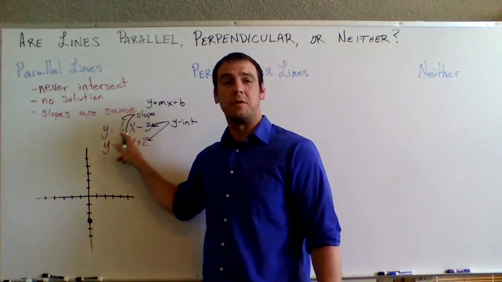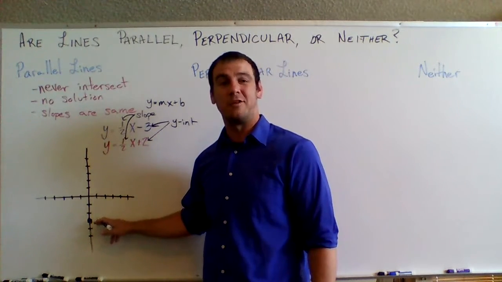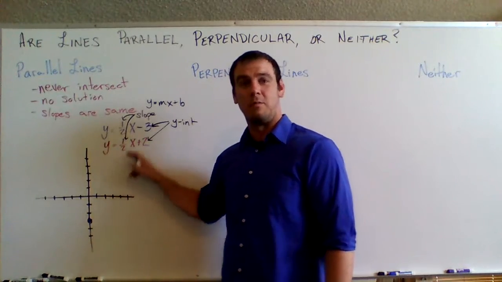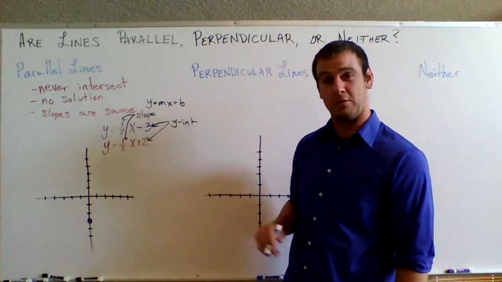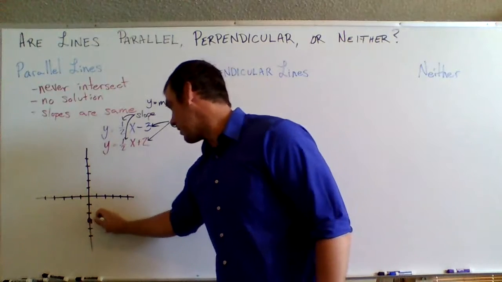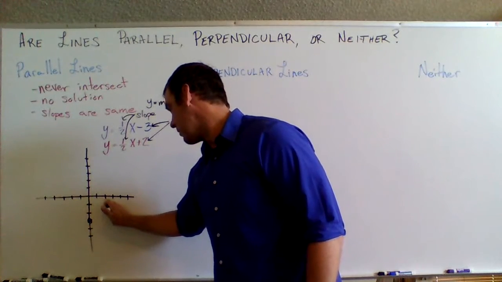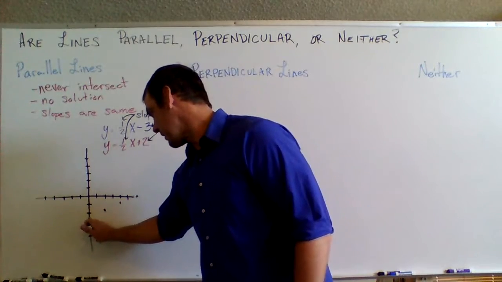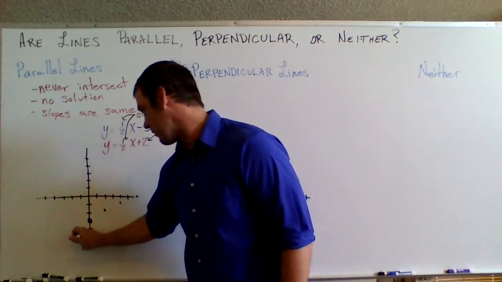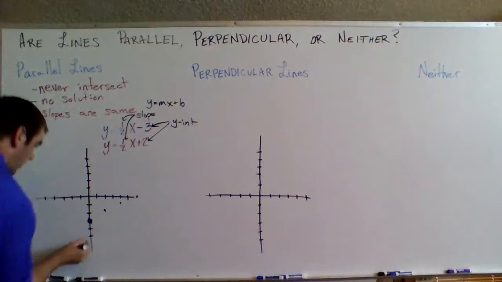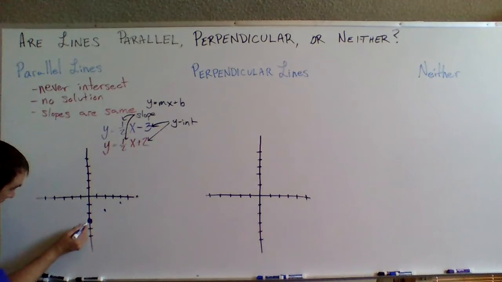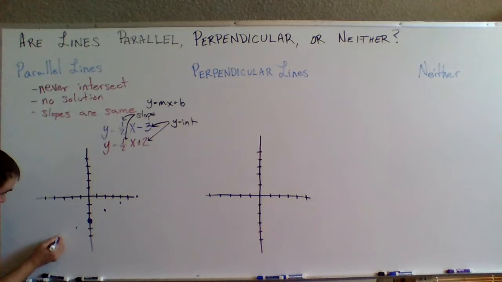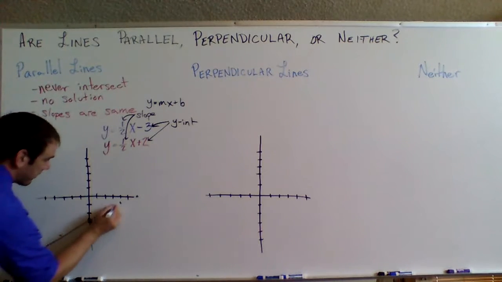My slope here is going to be 1/2, so from this point I'm going to go up 1 over 2. Remember, slope is rise over run. So I go up 1 over 2, up 1 over 2. Going this way, I'd go down 1 over 2, down 1 over 2. Your graph should look a little something like that.